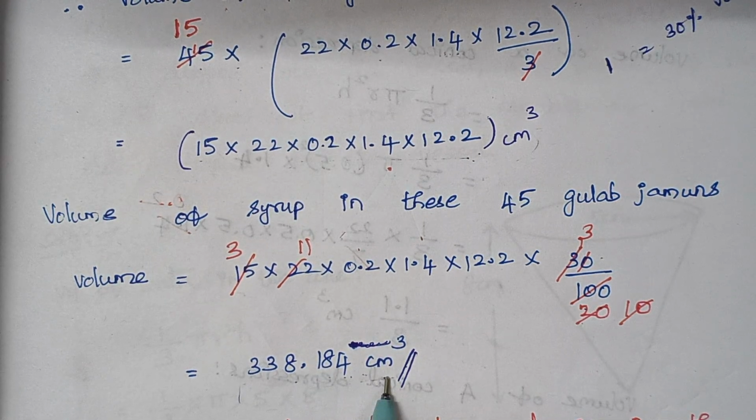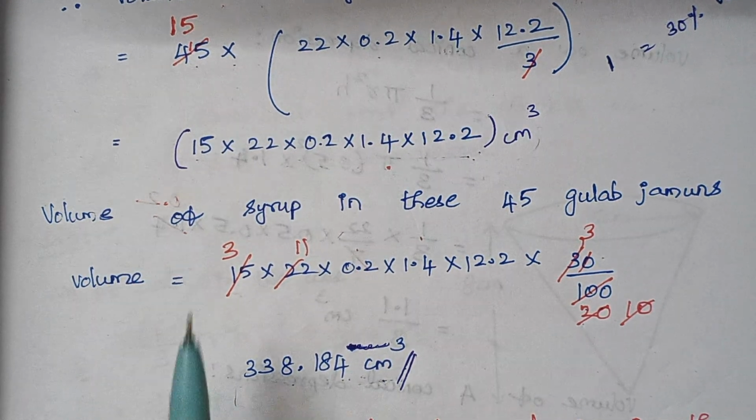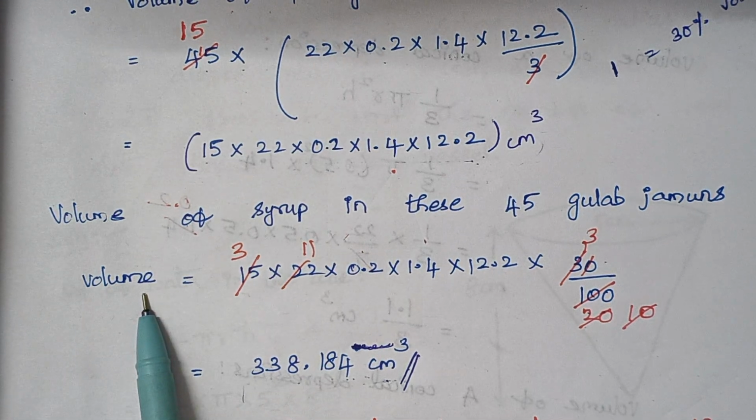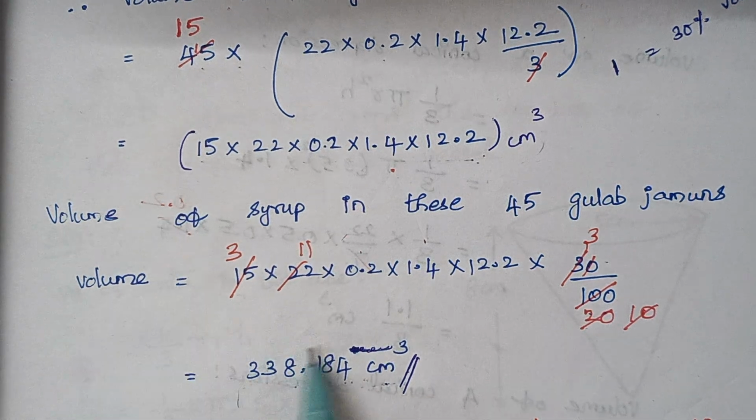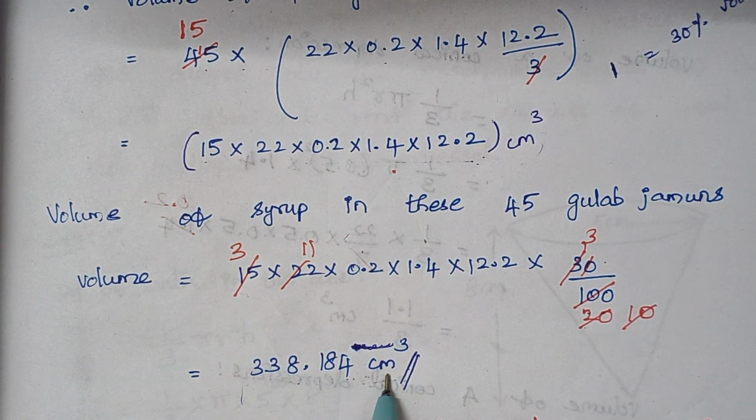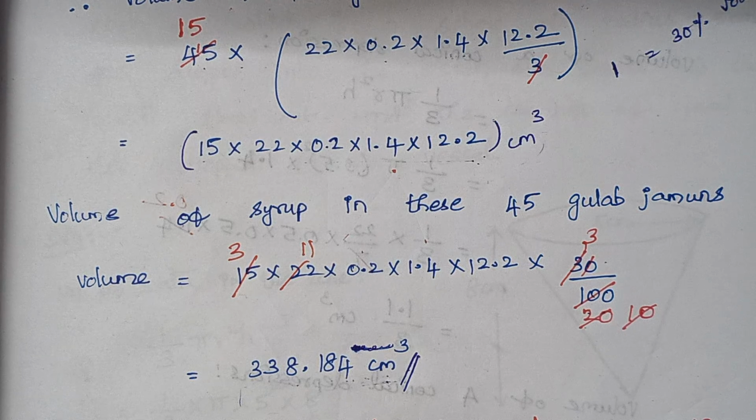Again when you simplify, finally we end up with the answer as 338.184 centimeter cube, because here we are discussing volume, right? And in the problem all the dimensions are given in centimeters, so the unit should be in the form of centimeter cube, right?